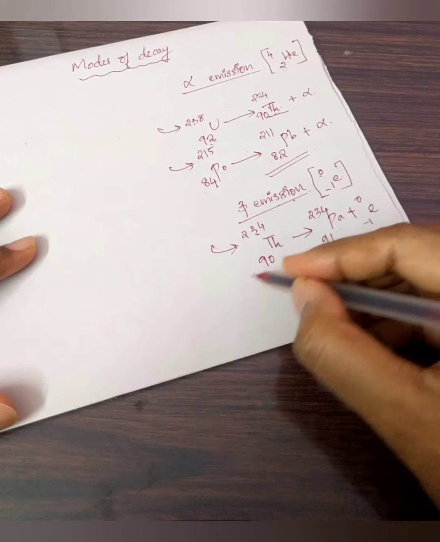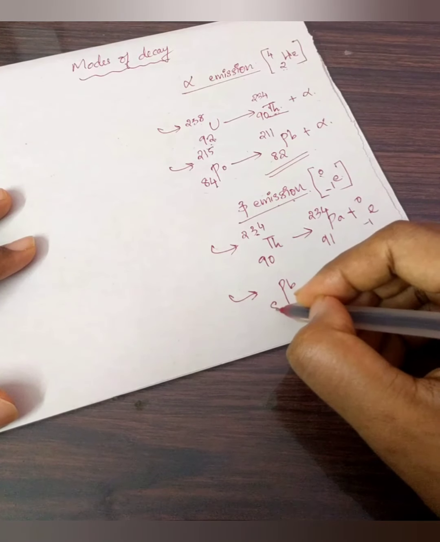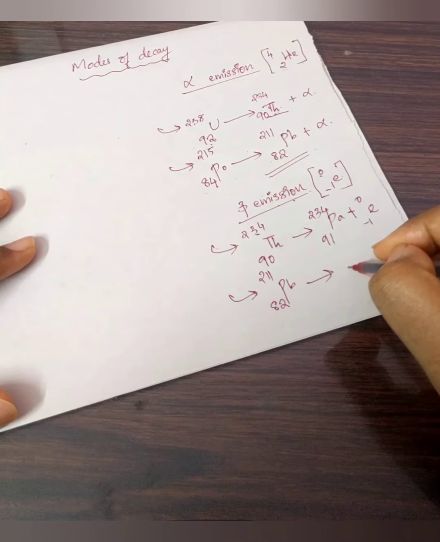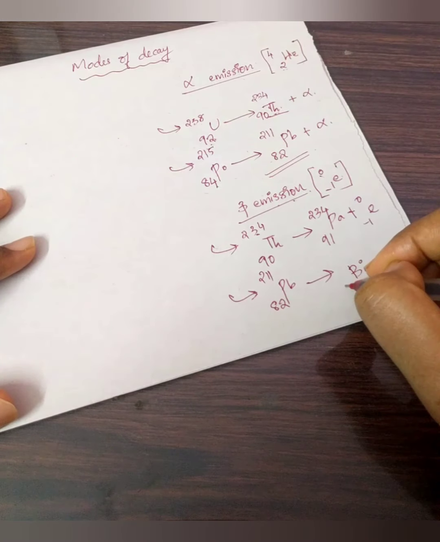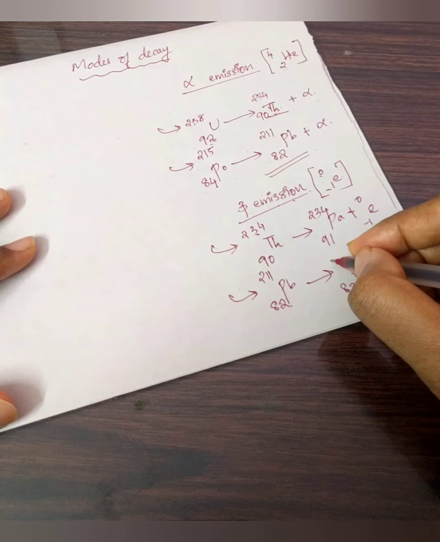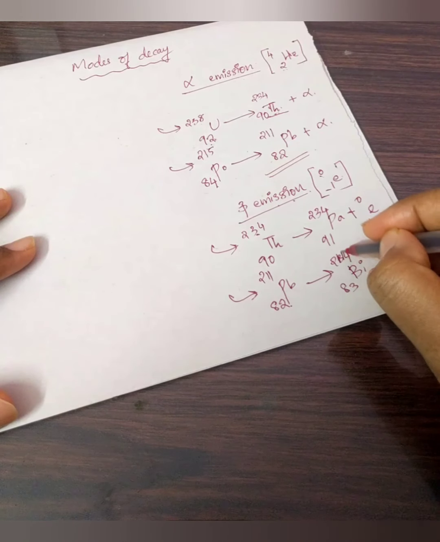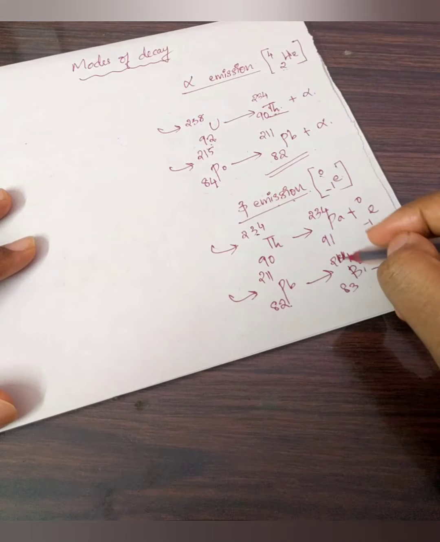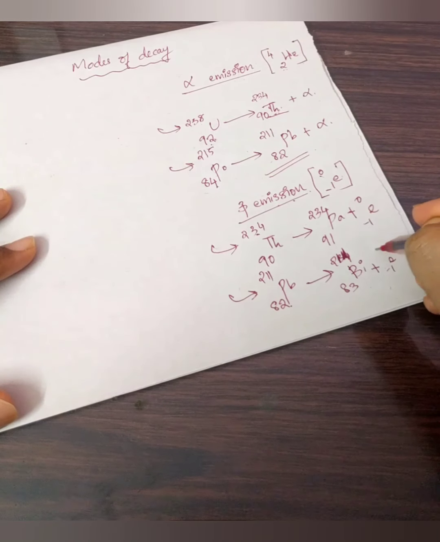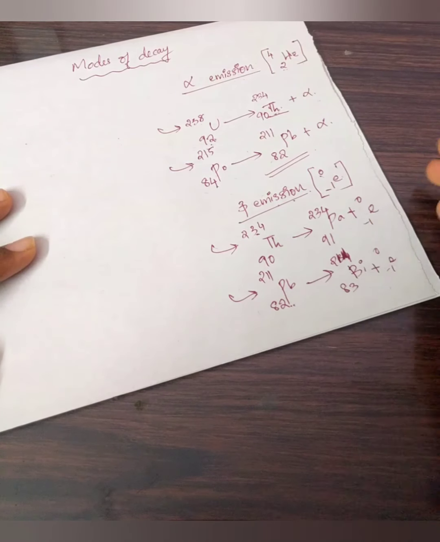Consider another example, plumbum 82, 211. Here the product will be bismuth 83. 82 becomes 83, and the mass number stays the same, 211. Plus you will get an electron, which is emitted from the parent nucleus.